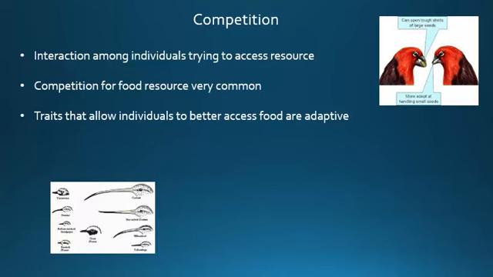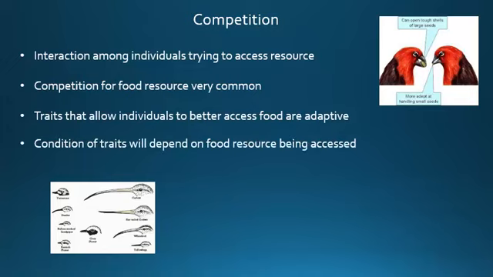What we find then, and this often shows up very well in bird species if we look at their bill morphology, is that the condition of the trait will often depend on the food resource that is being accessed. So in the lecture, we talked about the black-bellied seedcrackers. We talked about how the larger-billed form tends to be more efficient at eating these large hard seeds, whereas the small pointy-billed form of the same species tends to be much more efficient at eating and handling these tiny small seeds.